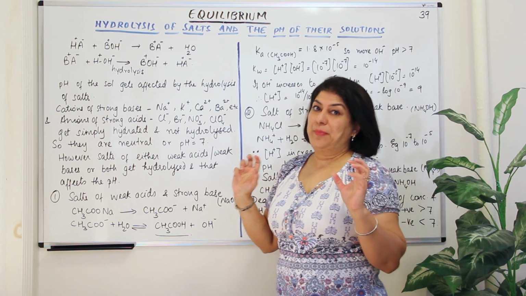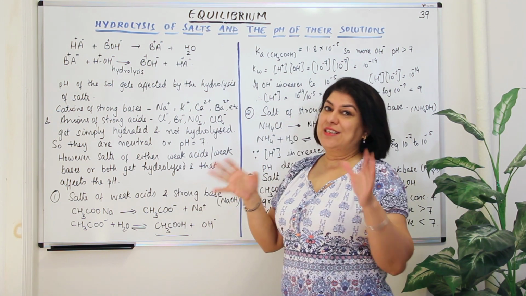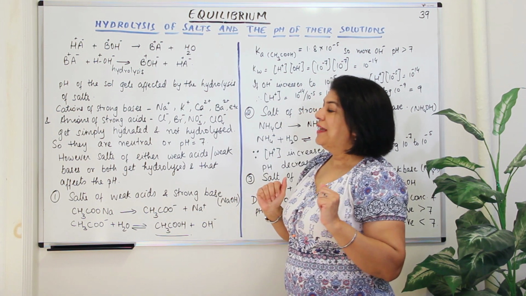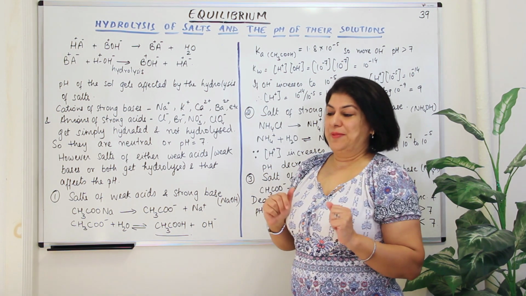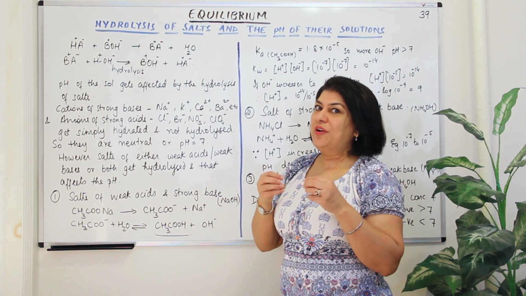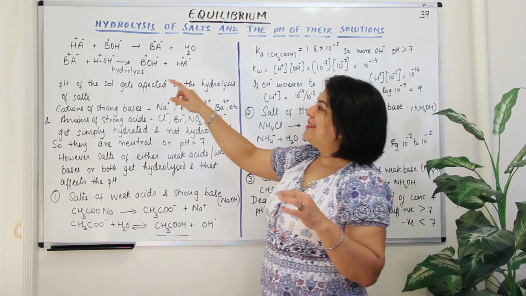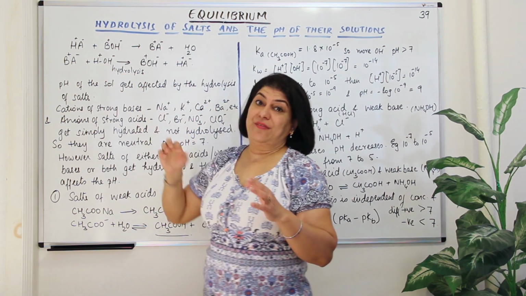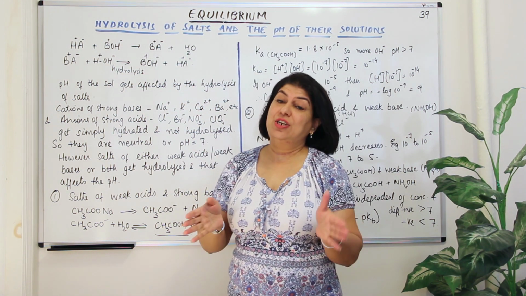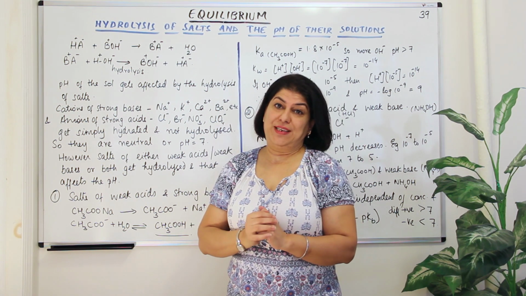And when this happens, when it dissociates into the cation and the anion, another thing happens. The water molecule, which is polar in nature, has H positive and OH negative. It can also dissociate into H positive and OH negative.